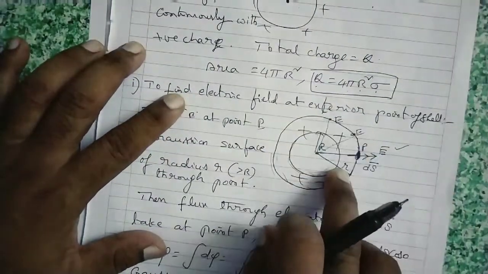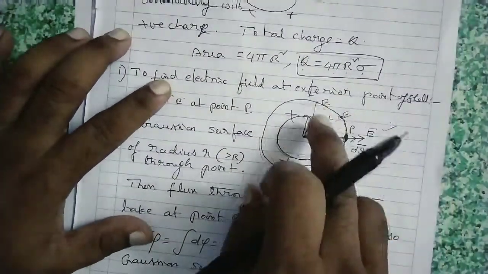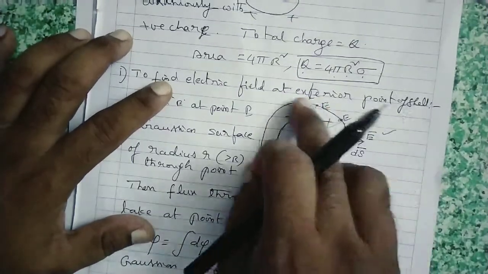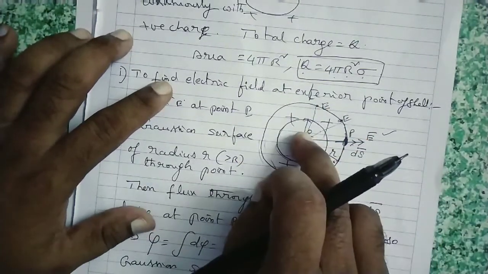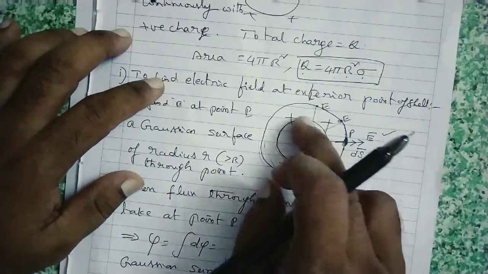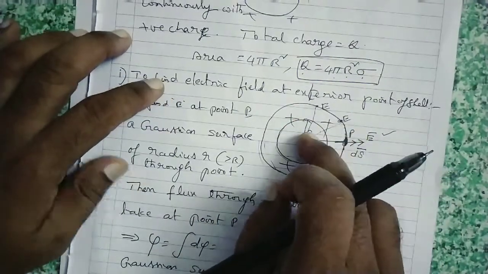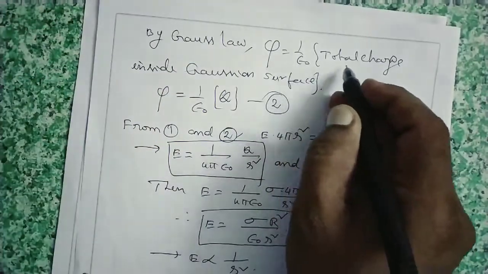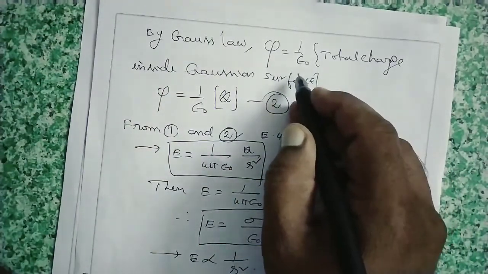Here the Gaussian surface is the bigger one with the smaller radius, and the charged shell is the inner one. So that means the Gaussian surface consists of the complete shell. So inside the Gaussian surface, the complete charge on the shell is considered the charge inside the Gaussian surface. So here we need the charge present inside the Gaussian surface, that is, the charge present on the spherical shell.